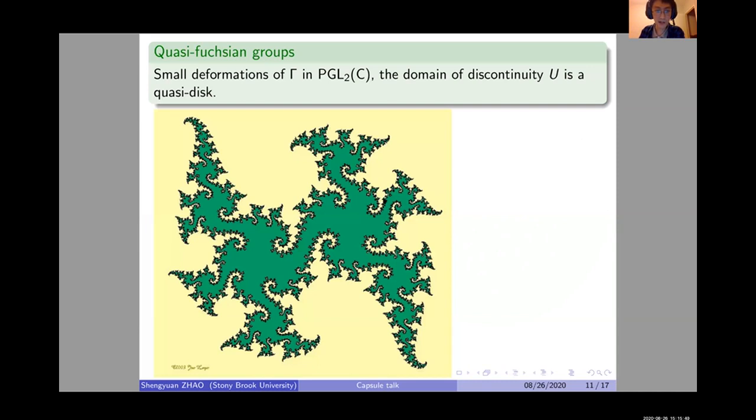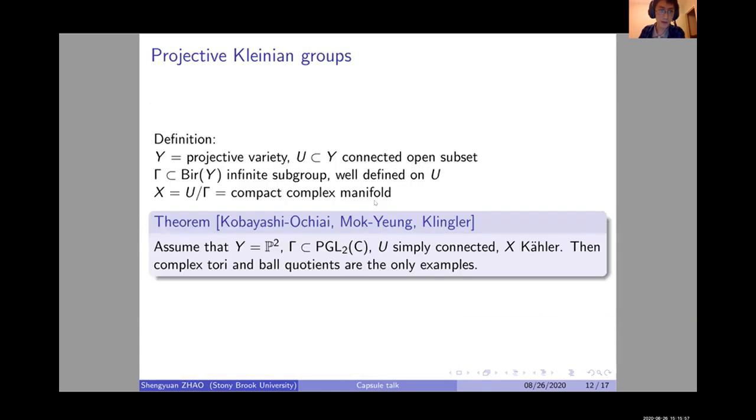So what happens in higher dimension? Today I'm just going to state results for dimension two. In dimension two, one special case of birational Kleinian group was already known 20 years ago. If we assume that the surface is just P^2 and the group is not really birational, but just a group of automorphisms of the projective space of dimension two, and we assume that U is simply connected and the quotient is compact, then the only examples are complex tori and the ball quotients I have shown you before.